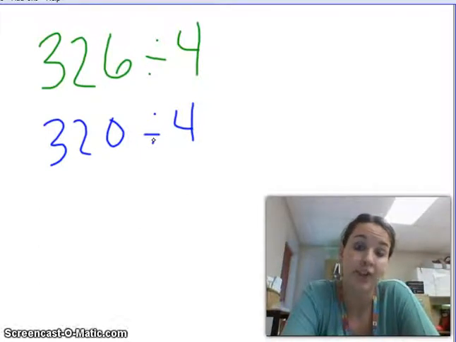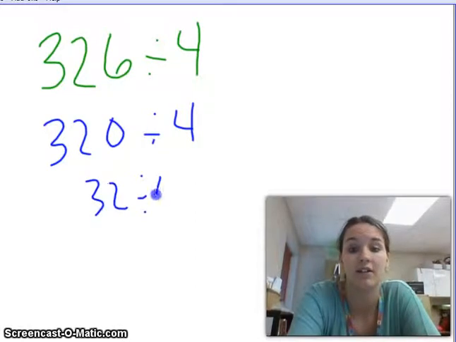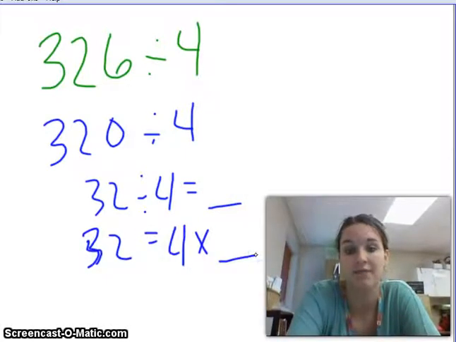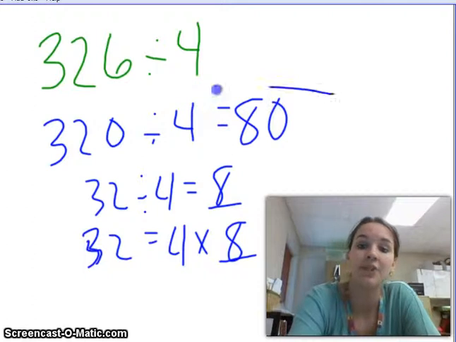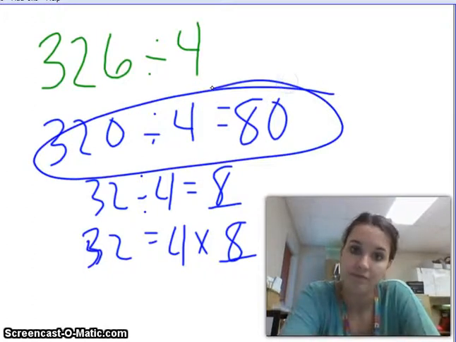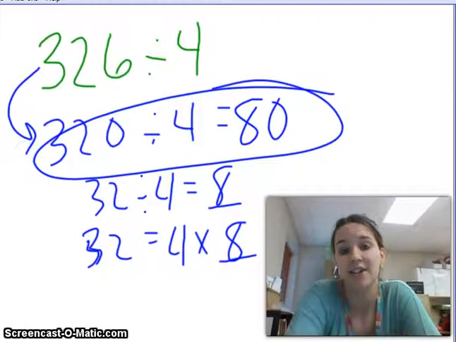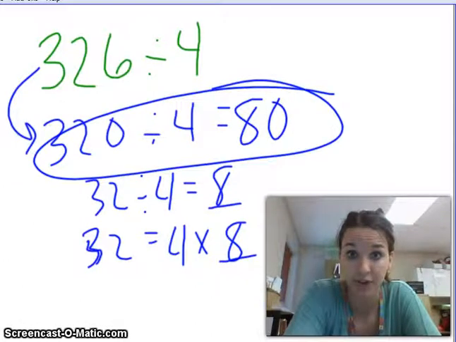Look at my basic fact of 32 divided by 4. If 32 divided by 4 is something, then 32 equals 4 times something. Well, 4 times 8 is 32, so 32 divided by 4 is 8. 320 divided by 4 is 80. So this would be my best estimate of 326 divided by 4. I had to round the 326 to 320 because 32 is a multiple of 4. 4 went into 32 really easily. It didn't go into 330 really easily.